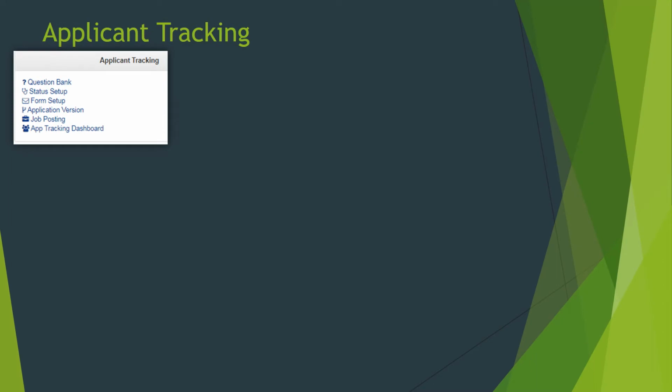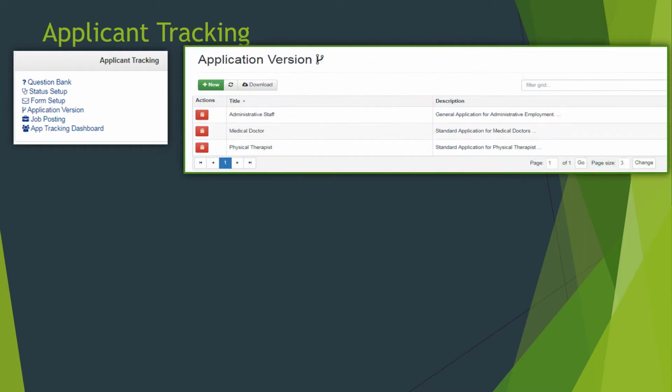One of the key features of the Advanced HR platform is its applicant tracking functionality. The system allows for an unlimited amount of application versions, which gives the users the ability to publicize various open job postings. The applicant tracking dashboard will list all of the application versions populated within the system.